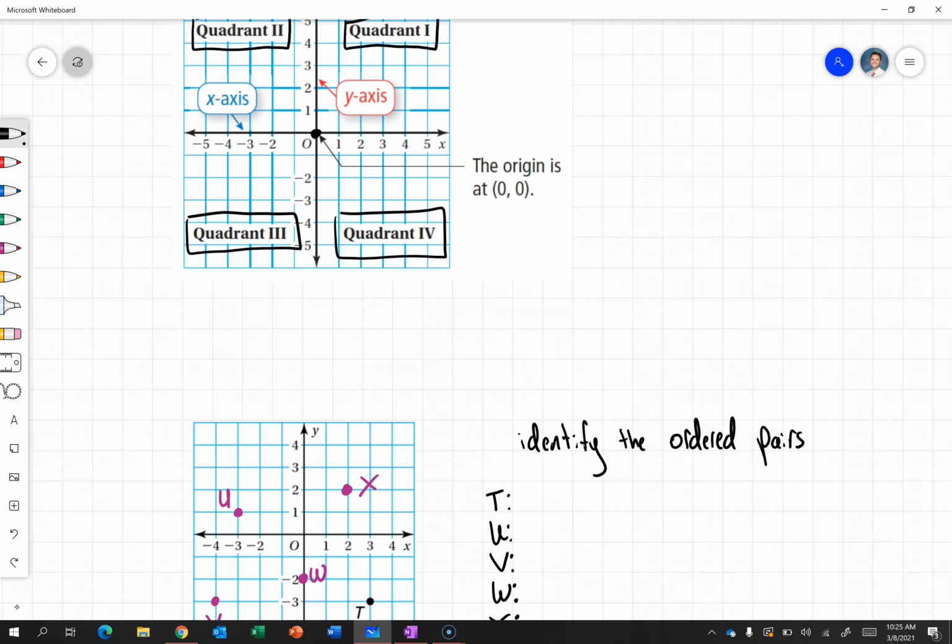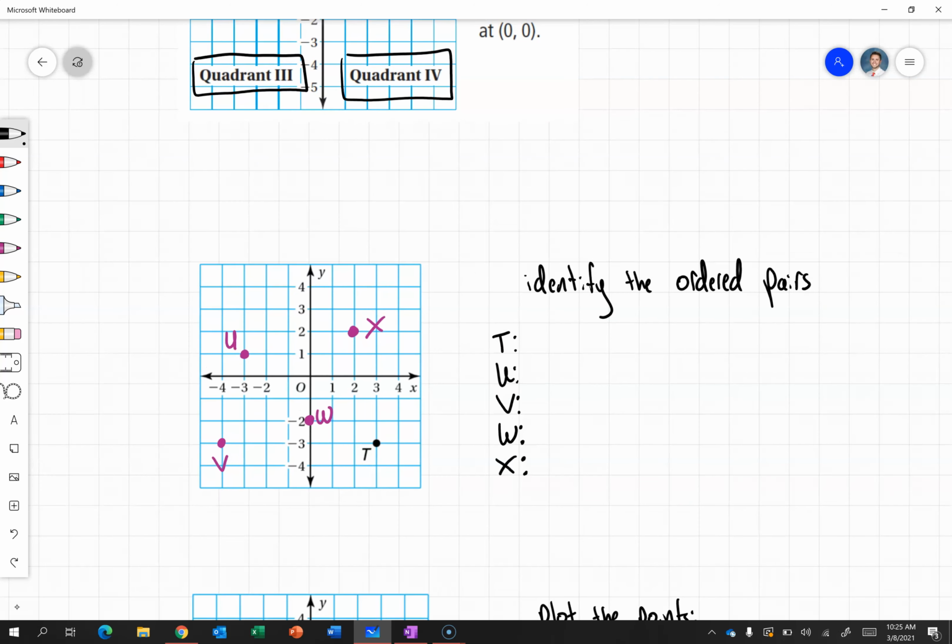So first, let's take a look. Let's see if we can identify the ordered pairs for these points. Starting with t. I can see that t here is at 3 on the x-axis. This is my x-axis. I find 3. And it's at negative 3 on my y-axis. So I could say that t is at the point 3, negative 3.